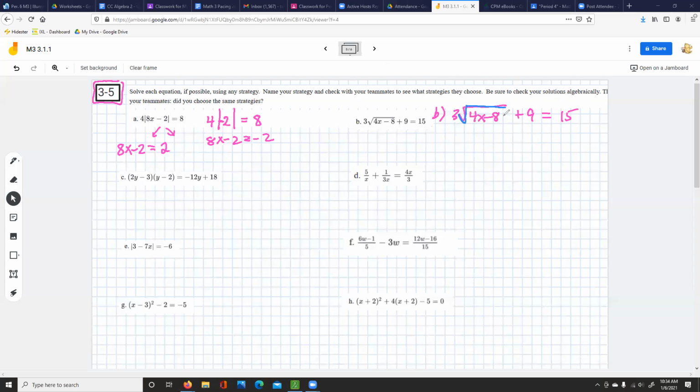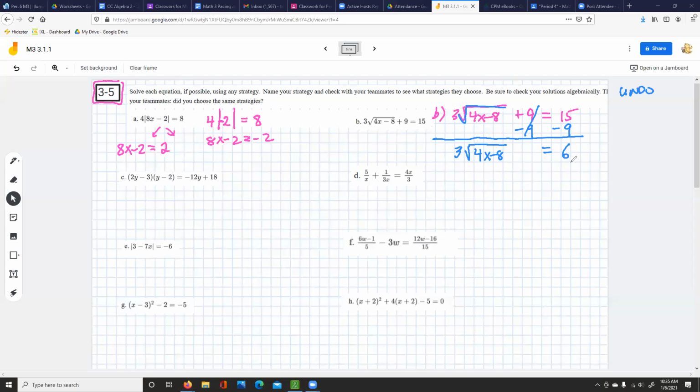We can look inside the square root, but you want to do that last because there's other stuff we need to get rid of. So we need to undo a couple of things, right? What do we undo first, the 3 or the 9? Nine. Good, let's undo the 9. So we have 3 times the square root of 4x minus 8 equals 6.